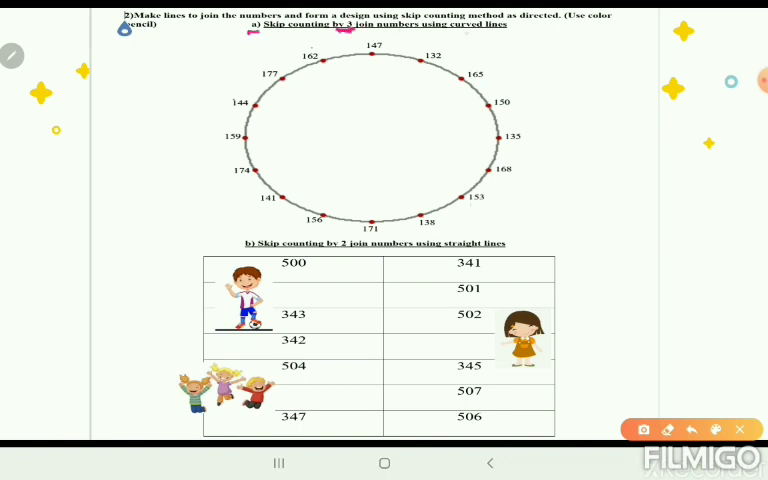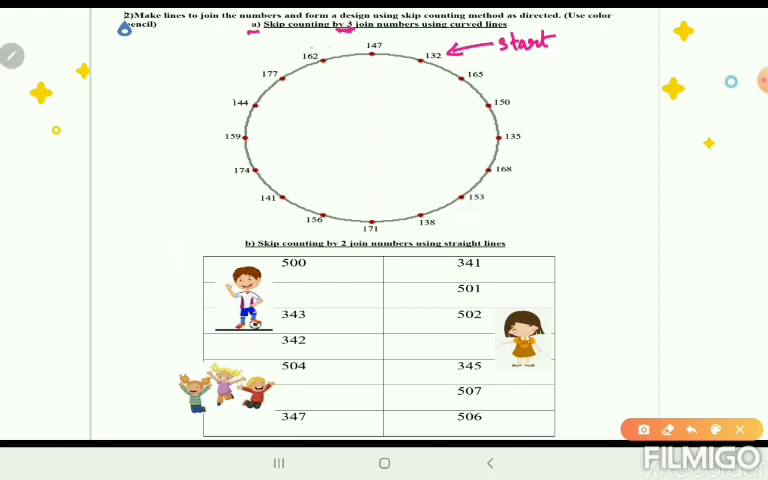Next question in your activity worksheet, the second one, you have to skip count by 3 and join the numbers using curved lines. Okay, so you are going to start with 132. This is the place you are going to start this number. So you are going to skip count by 3. 132. When you skip count by 3, the next number will be 135.